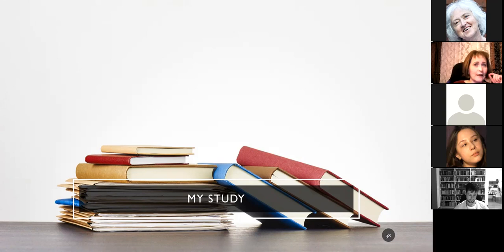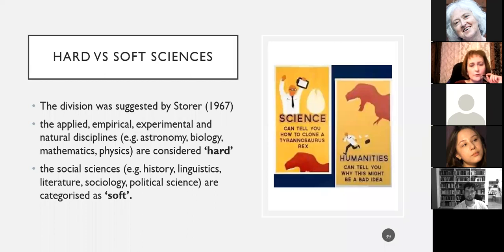And the goal of my study is twofold. So first, I aim at describing the linguistic factors that exert influence on register variation in academic discourse. And second, the aim is to test the hypothesis that there are significant differences in the realization of such linguistic features across disciplines. And I should also say that the division hard versus soft sciences was first suggested by Storer back in 1967.